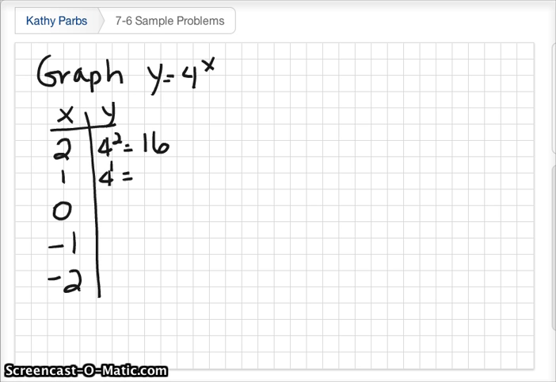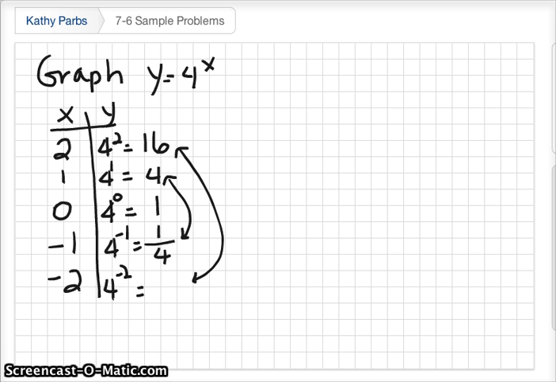4 to the 1 would be 4. 4 to the 0 would be 1. 4 to the -1, remember that would be the same as 4 to the first, only we're going to flip it over. And 4 to the -2 would be the same as 4 squared, except that we will take the reciprocal of that also. And so now we want to graph these.